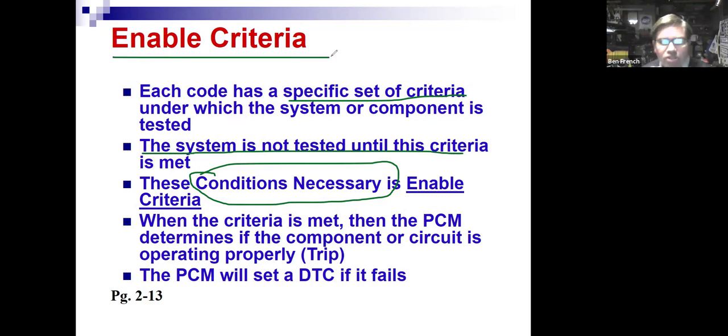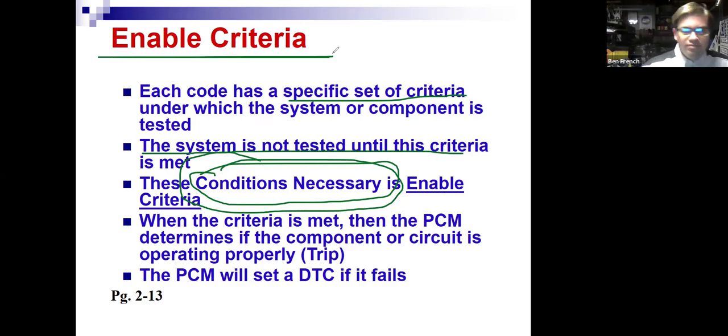Okay. So what does that mean? That means that I could have a code, I could clear that code, and guess what? It won't instantly turn on the check engine light again, even if the problem is still in the car. Why? Because if I'm not operating the car in such a way that I meet these necessary conditions, or the enable criteria, it will never test it, okay?